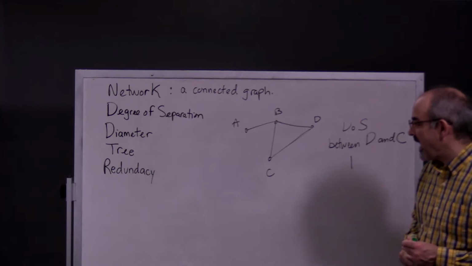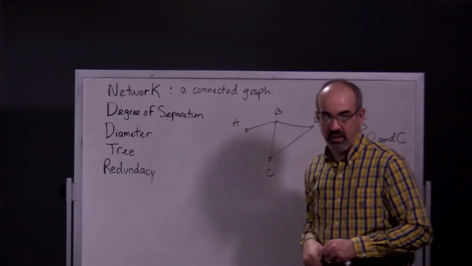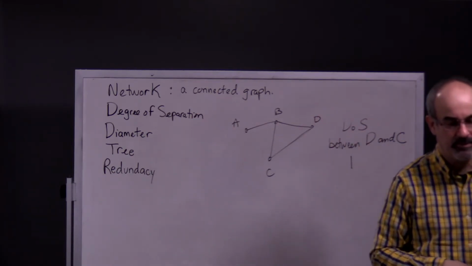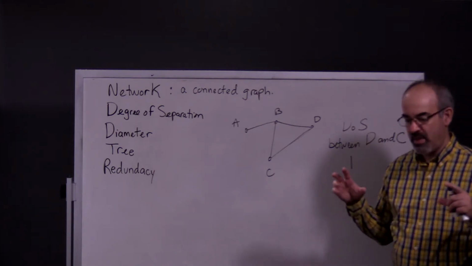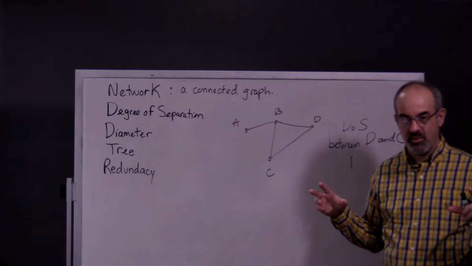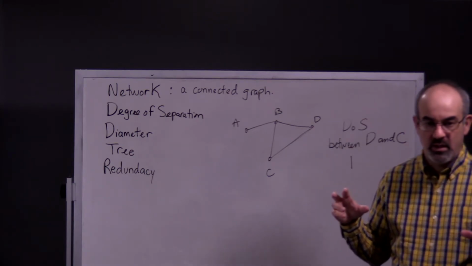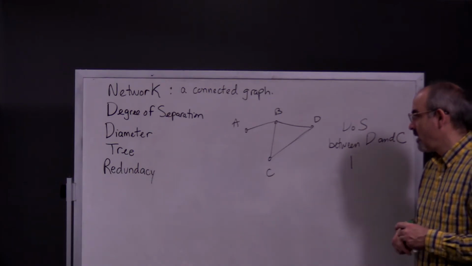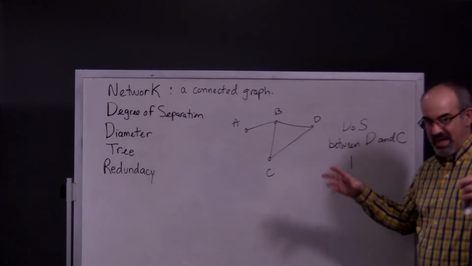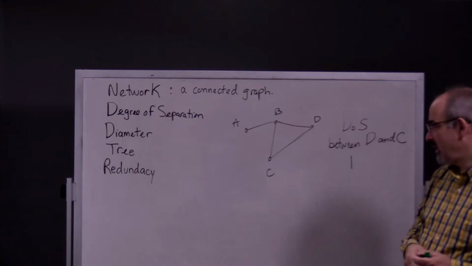Alright. Diameter, so like I said, I'm going to make another video where I talk more about that. Diameter is the biggest degree of separation between 2 nodes in a graph. Okay? So it's basically how big the network is.